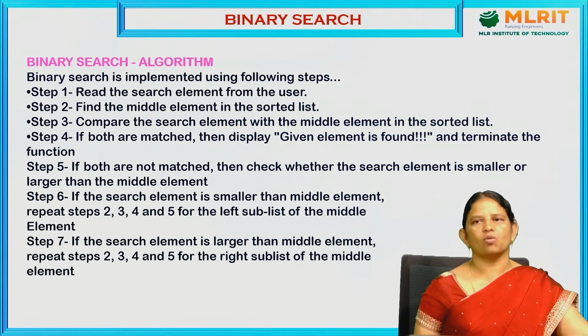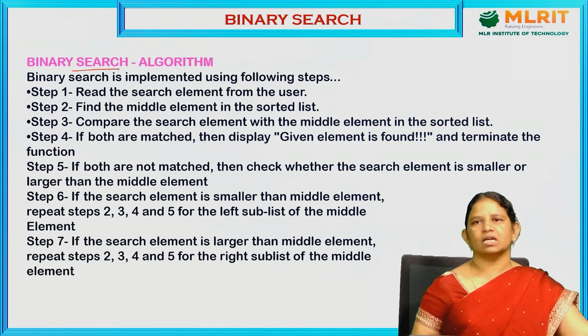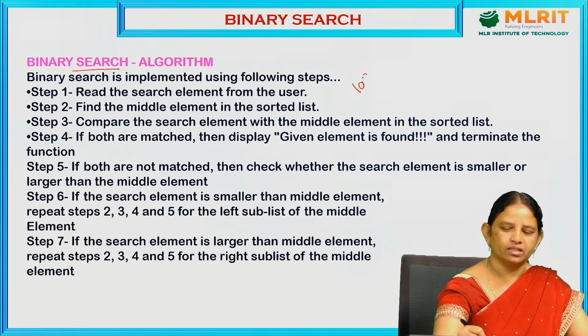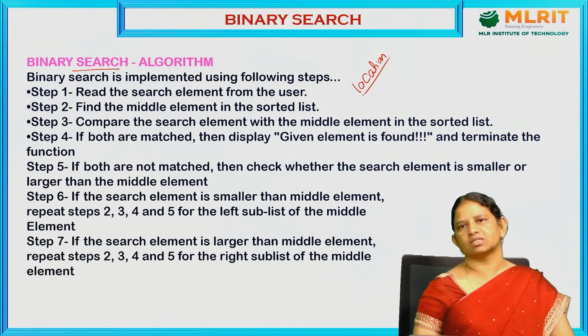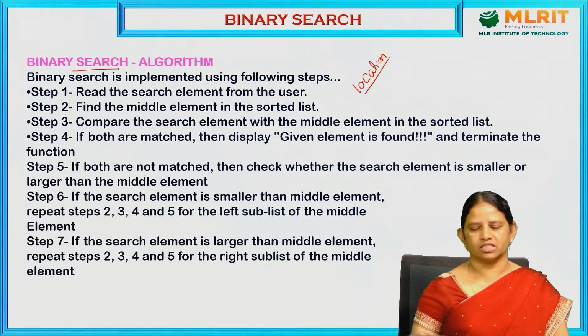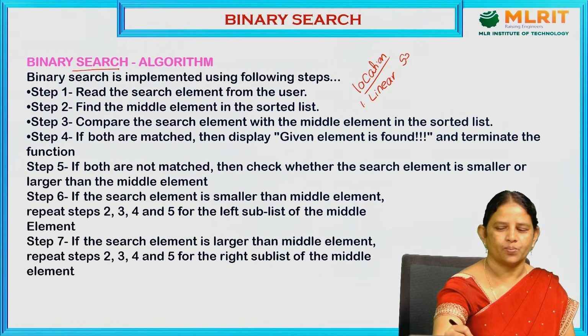So first of all, what is a binary search? What is the meaning of search? Searching is the process of finding the location of an element. There are 2 types of searching. One is called linear search. Second is called binary search.